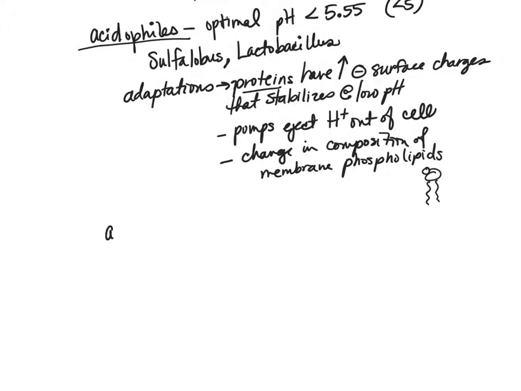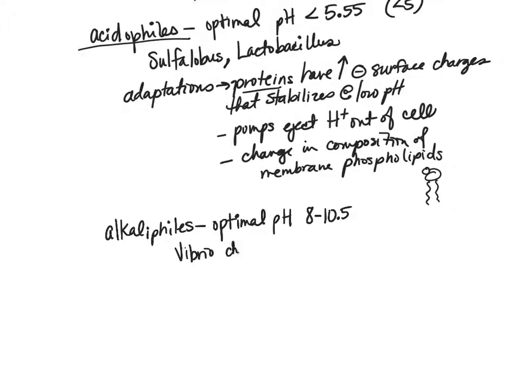Next, we're going to take a look at alkalophiles. So our alkalophiles, of course, like things more alkaline. So the optimal pH for an alkalophile is going to be anywhere between 8 and 10.5. Really anything above 8. But we haven't really found organisms that live at anything higher than 10.5. And so we say 8 to 10.5 are the alkalophiles. So for example, an alkalophile is Vibrio cholerae.